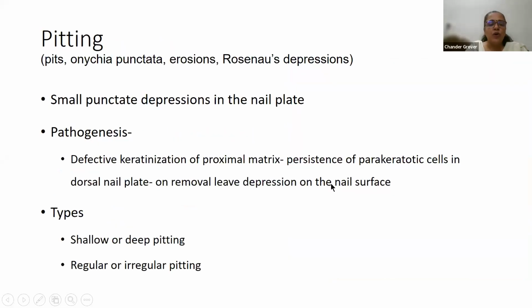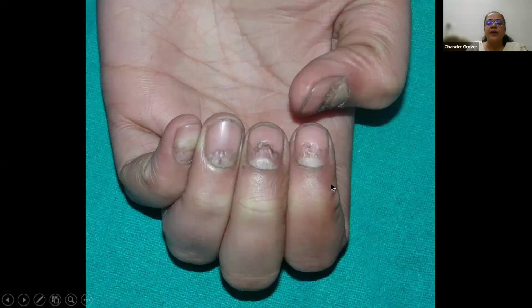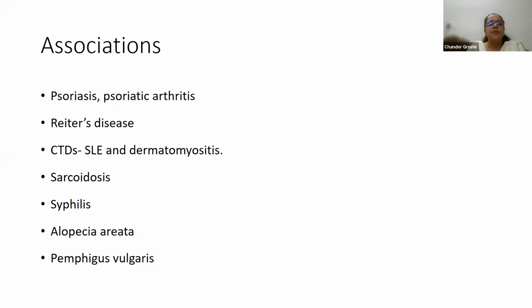They can be shallow or deep, they can be regular or irregular, and depending on the pattern, you will understand the cause. We all know the associations of pitting, so no point in me discussing, but one thing I want to tell again is that it's not always psoriasis.